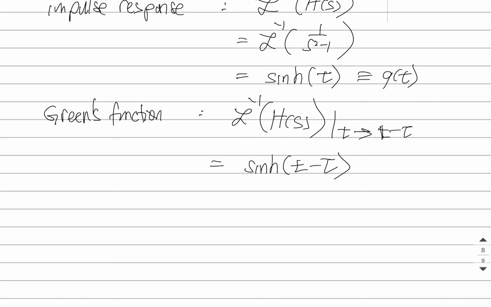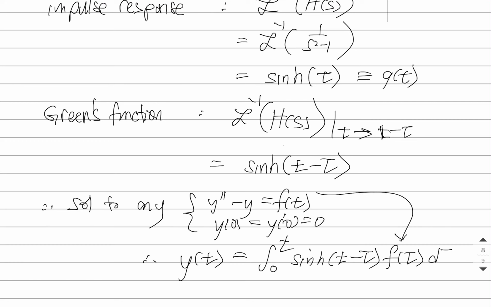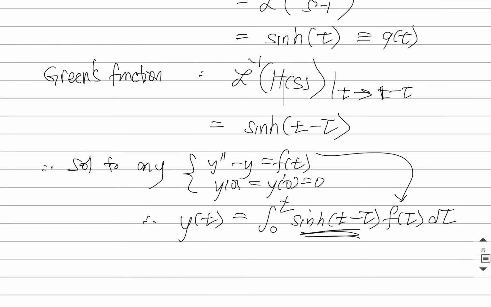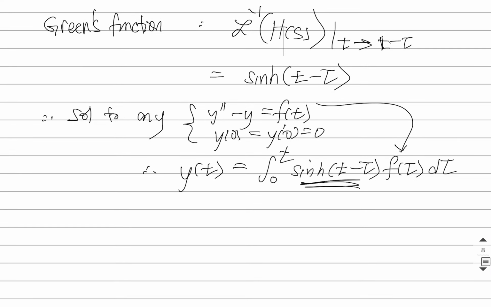Once you have the Green's function, the solution to any y double prime minus y equals f of t with these rest initial conditions becomes written as a convolution. It's the convolution of the Green's function, sinh of t minus tau, with f of t. Whatever that f of t is, you just plop it in there. This magical Green's function encodes everything you need to know about the left-hand side. It all gets translated into your solution. That's the point. Problems are all solved.